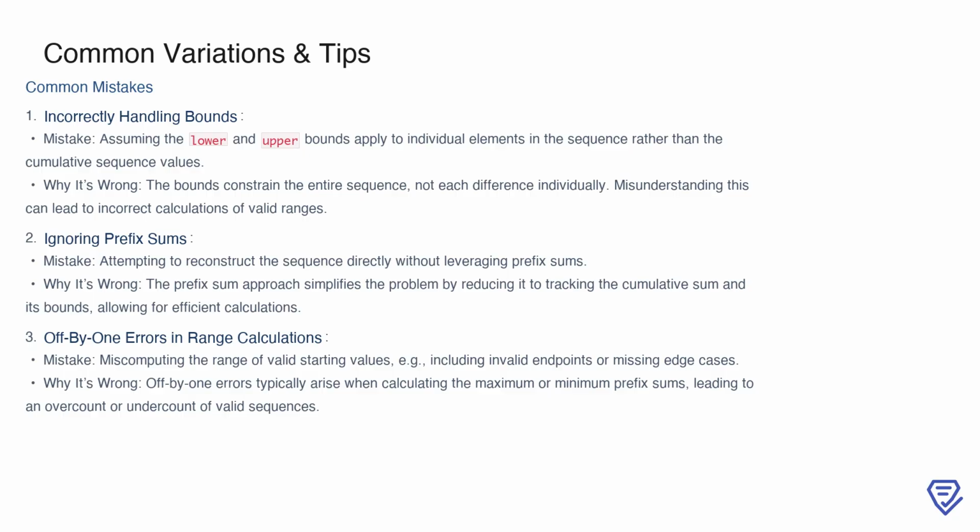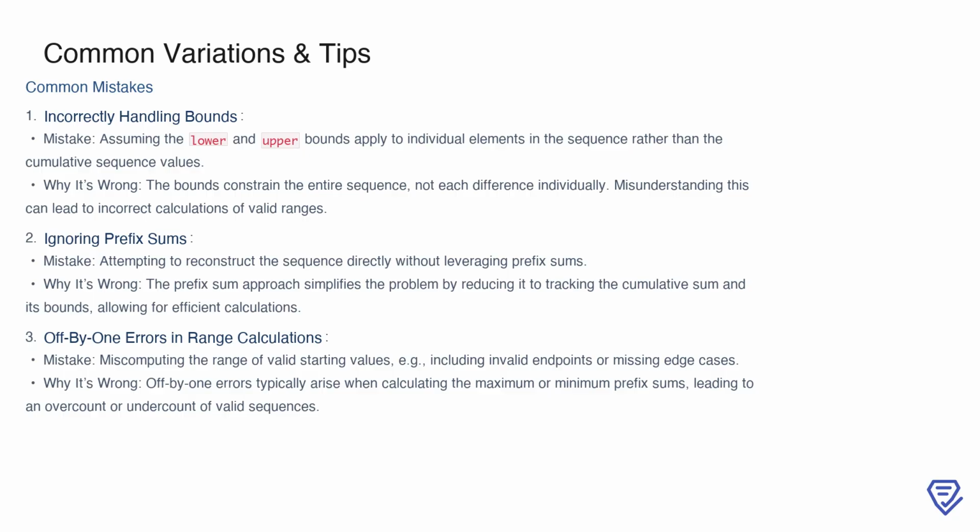When solving this problem, there are a few common mistakes that can trip you up. First, one of the most frequent errors is incorrectly handling the bounds. Many assume that the lower and upper bounds apply to each individual element in the sequence, but that's not the case. The bounds actually constrain the entire cumulative sequence, not the individual differences. Misunderstanding this can lead to incorrect calculations when determining valid ranges.